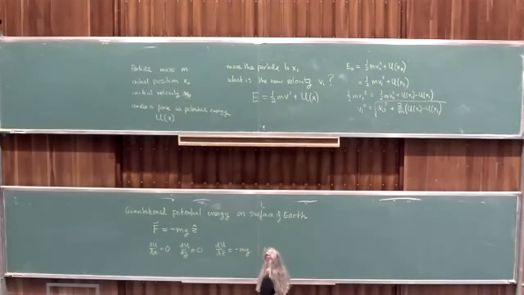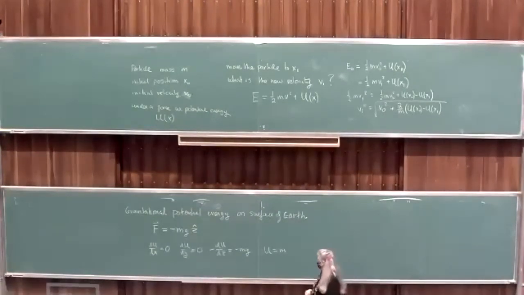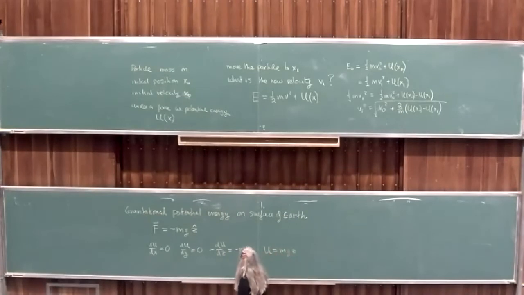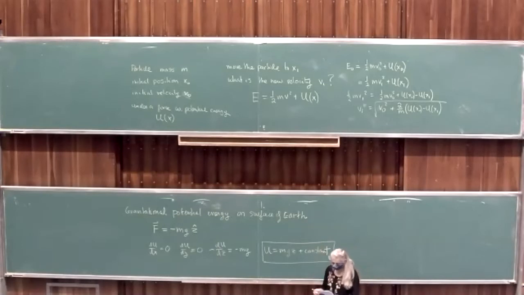So I can integrate this, and there's a minus sign here. There's a minus sign, just the minus the gradient of U is equal to the force. So U is mgz, so I can integrate this on both sides plus a constant. So potential energy is bigger as you go higher. So this is the answer. We found the potential energy function for gravitational acceleration on the surface of the Earth.